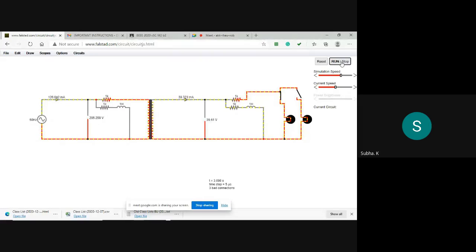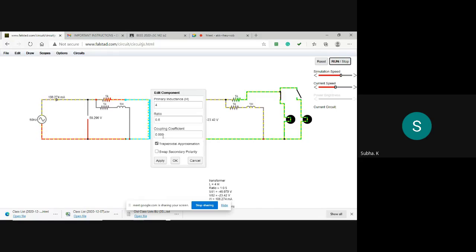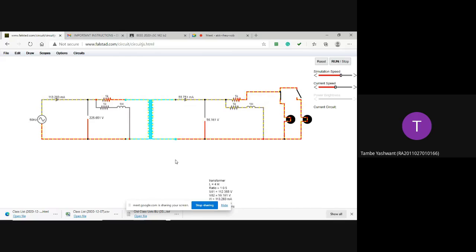Okay, maximum value 115. What is the turns ratio actually? 115 divided by 230. What is the answer? 0.5. 0.5 only, no? Turns ratio, 0.5. So I will.